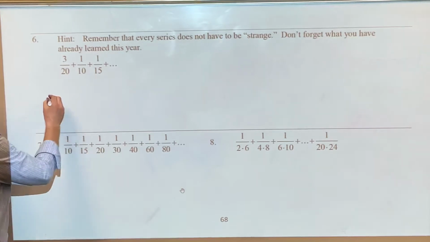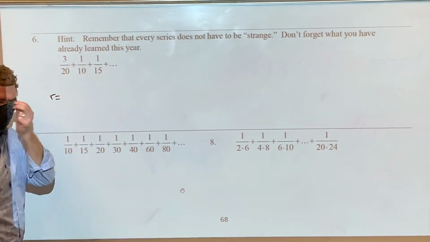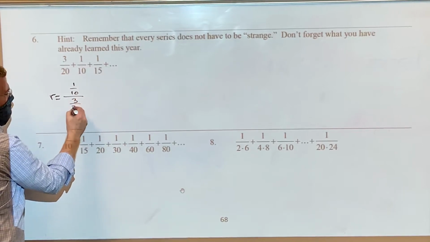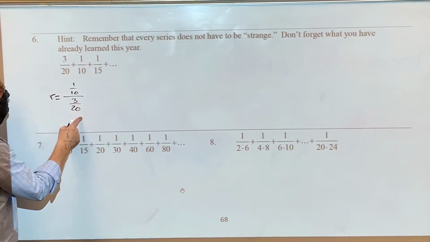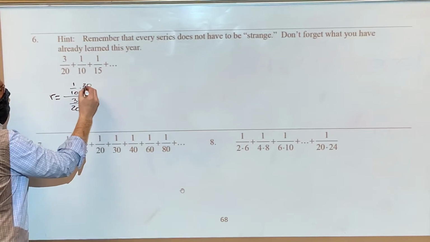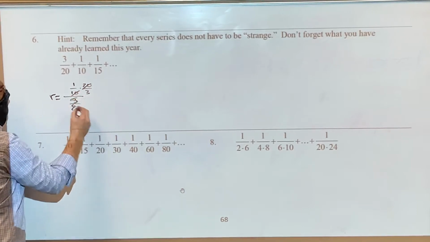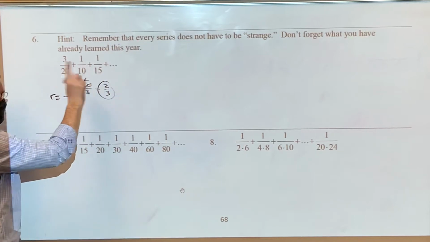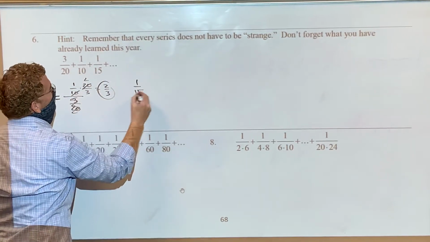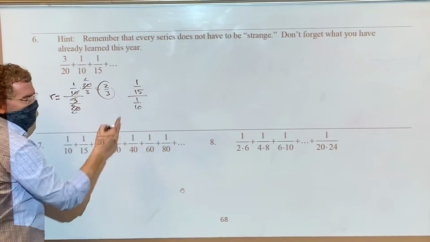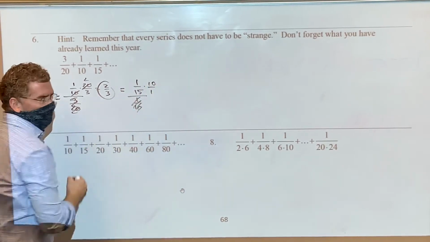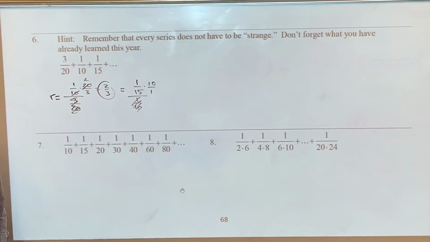Check the ratio. How would you check the ratio here? 1/10 over 3/20. So to divide by 3/20, you multiply by 20/3. Right? So my ratio is 2/3. Let's check the next one, make sure. 1/15 over 1/10. To divide by 1/10, I multiply by 10 over 1. Oh, also 2/3. So this ends up being just geometric.